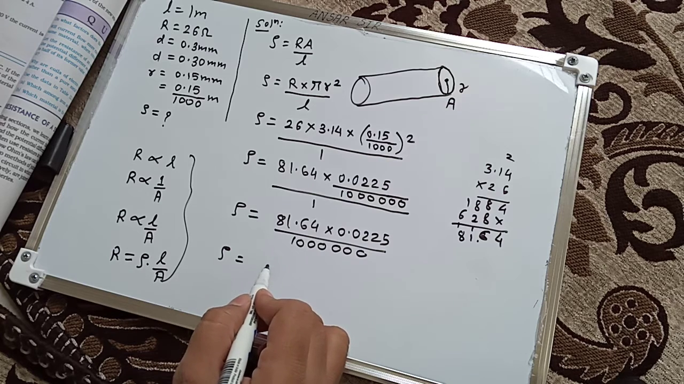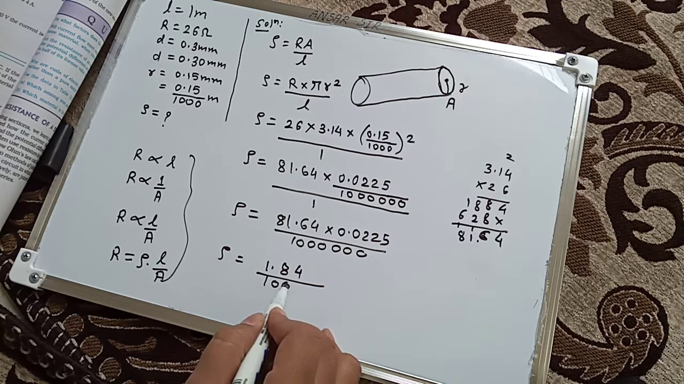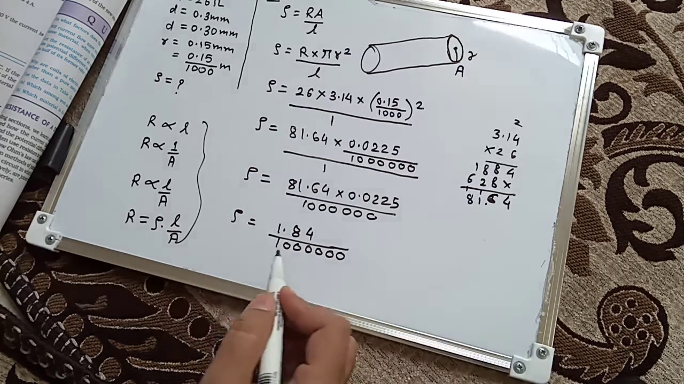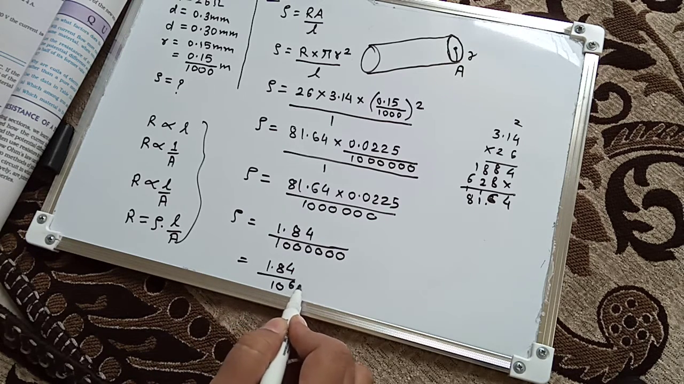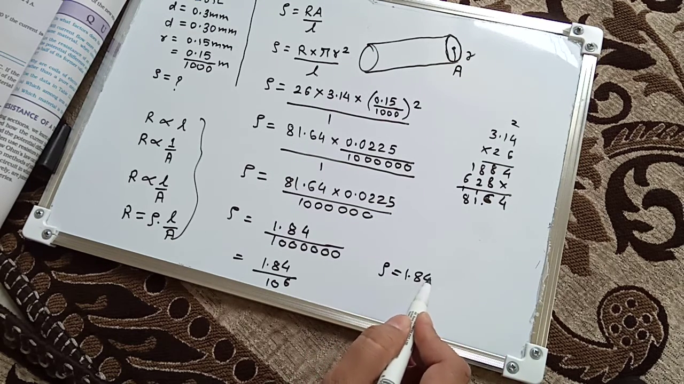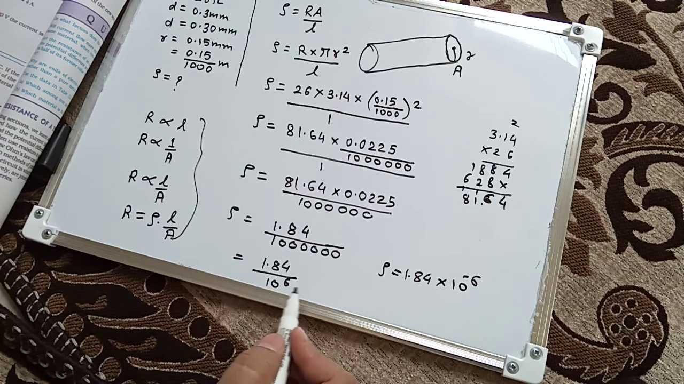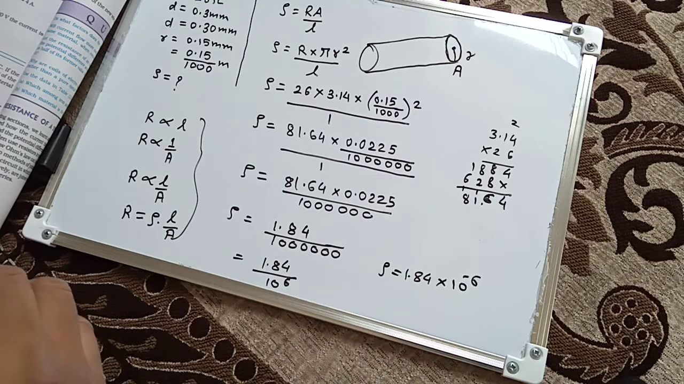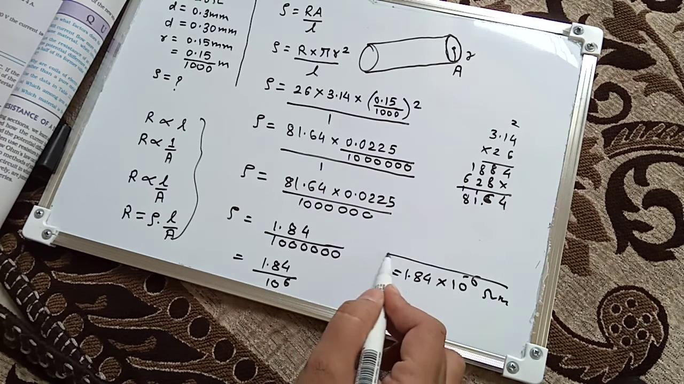If we multiply the numerator, we get 81.64 into this value. So this value will become 1.84 divided by 1, 2, 3, 4, 5, 6. 1.84 upon 10 raised to power 6. You know 10 lakh can be written as 10 raised to power 6. Now we can write rho is equal to 1.84 multiplied by 10 raised to power minus 6, because it is in denominator 10 raised to power 6. If it comes in the numerator, it will become 10 raised to power minus 6, according to the laws of indices. And what is the SI unit of resistivity? It should be ohm meter. This is our simple solution.